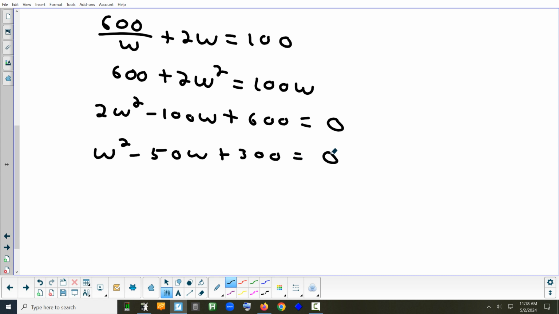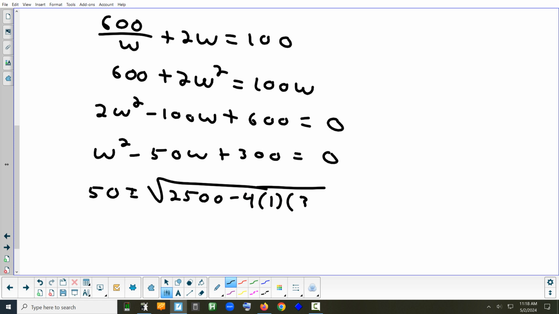Okay, so if you were going to try to factor it, you'd be looking for two numbers that multiply to give you 300, and then add or subtract to give you 50. Well, you're not going to find nice numbers that do that. So how else can we solve an equation like that if you can't factor it? Quadratic formula. Yep, so we're going to do quadratic formula. Negative b plus or minus the square root of b squared minus 4ac, all over 2a.